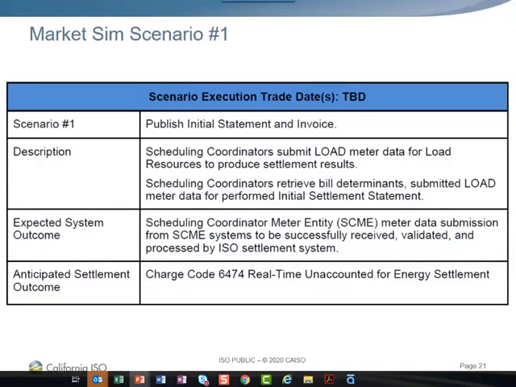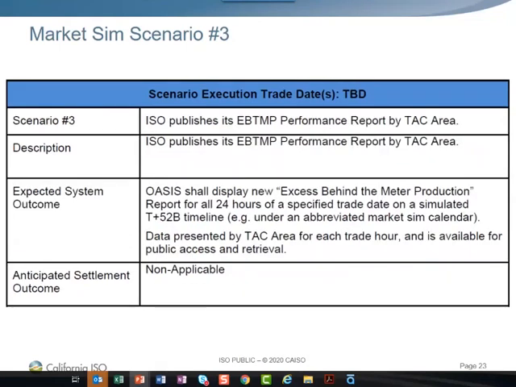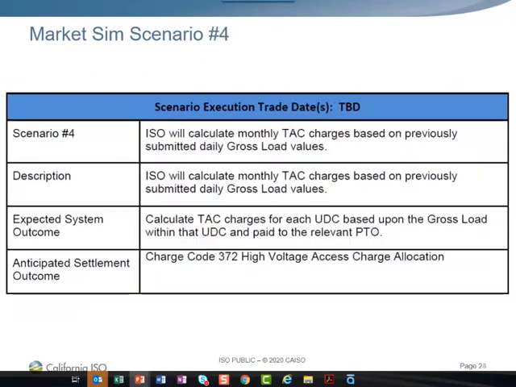There's 4 market sim scenarios, and you can get more information about those on the release planning webpage, but this is just a quick summary. The first one has to do with publishing the statements and invoices and looking at that UFE settlement. The second one is publishing recalc statements and invoices. The third one is publishing that report on OASIS, the excess behind the meter production performance report. And finally, calculating the tax charges based on previously submitted gross load values.